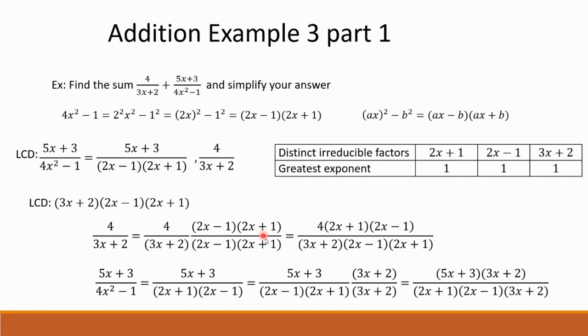Not only that, 5x plus 3 over 4x squared minus 1. The denominator we factored as 2x minus 1 times 2x plus 1. Now, what are we missing here? 3x plus 2. So we have 3x plus 2 on the bottom, and we also put it on top. Remember, we're missing 3x plus 2 down here, so we put it in by multiplying. We do the same to the top, and we get this.